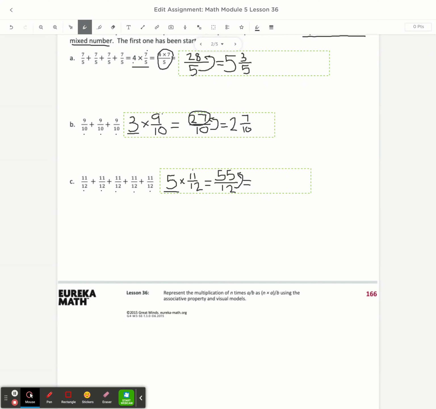So I have 12, 24, 36, 48, and I'm going to stop right there. I skip counted 4 times and I landed at 48, because if I keep on going, I'll go past 55. So now I have to figure out the difference between 55 and 48 where I stopped skip counting. I can either start at 48 and count up to 55, or do 55 minus 48. Either way, I get 7, and my final answer is 4 7/12.